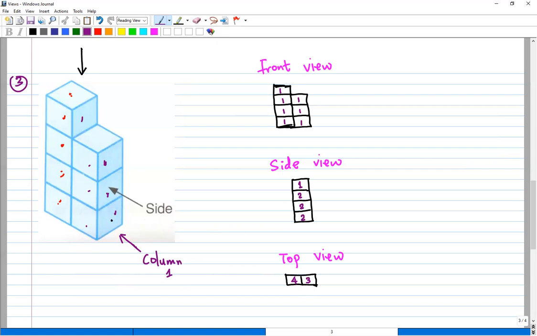Okay, so that is how we can show the front view, side view, and top view. And also we indicate how many cubes we have that cannot be seen. Okay, and how many are those ones that can be seen? Then we write their numbers like how we have seen in number 1 and number 2. So I hope this is enough for you to understand how to represent three-dimensional geometric figures formed by cubes.